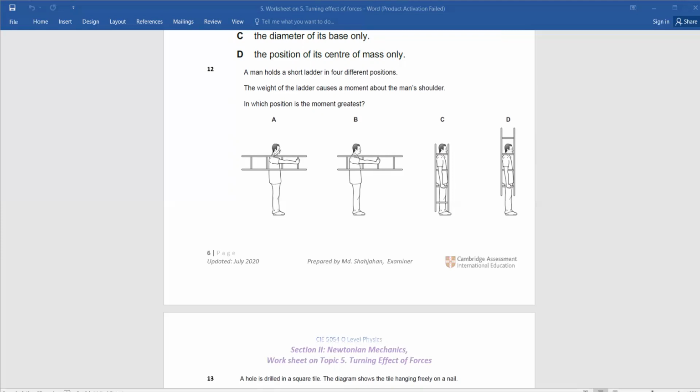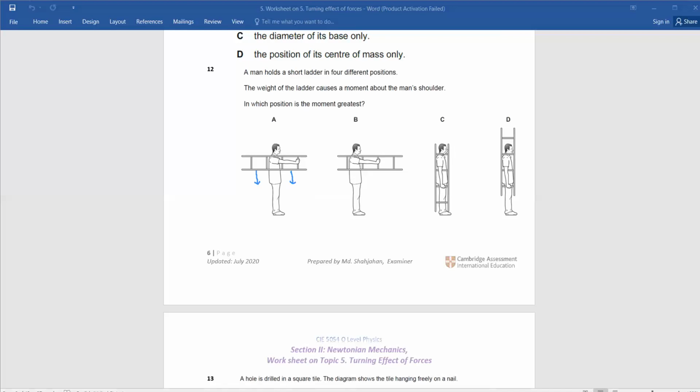Here, if you observe carefully, you'll see it's in the middle, right? So the weight of the ladder is working on both sides from the same distance. One is clockwise and the other is anti-clockwise. Both moments are equal, so there is no resultant moment here for A. Okay, got it?